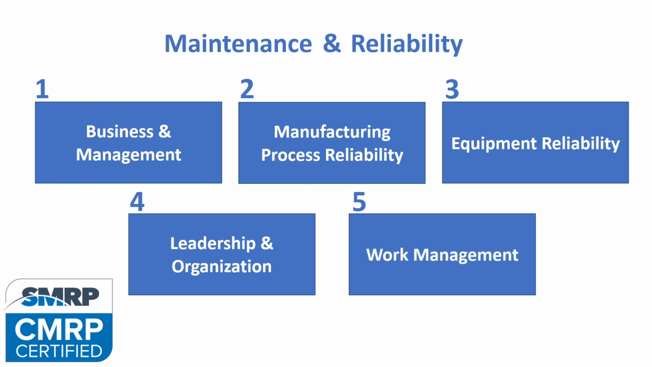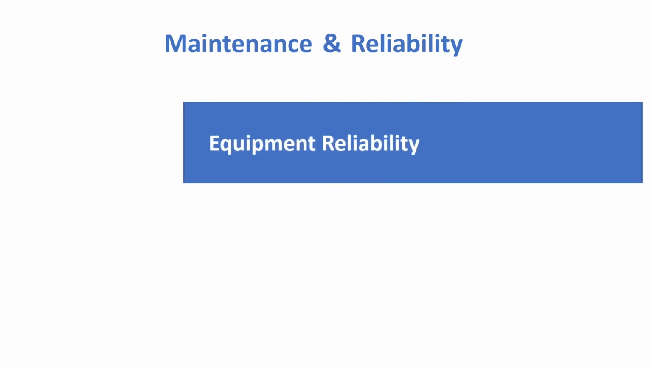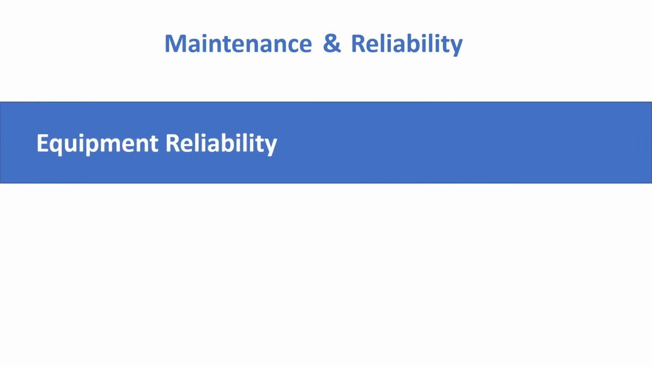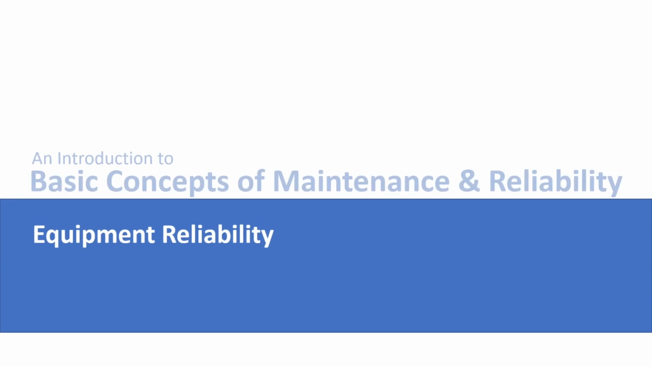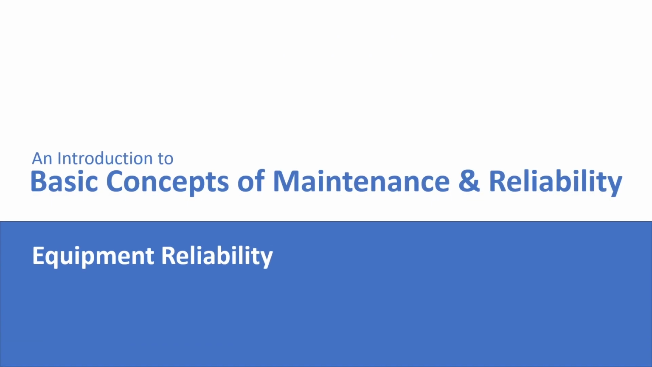Each of these pillars is a knowledge area in itself. It is worthy of being treated as a subject on its own. The subject of this course is the third pillar, that is, equipment reliability. It is an introduction to the basic concepts of maintenance and reliability within the knowledge area of equipment reliability.